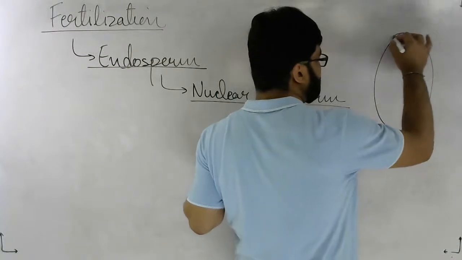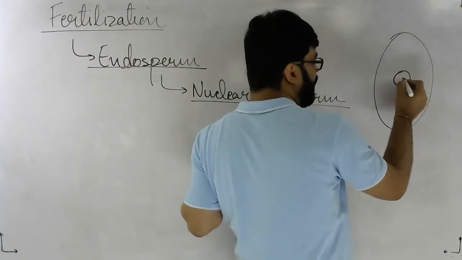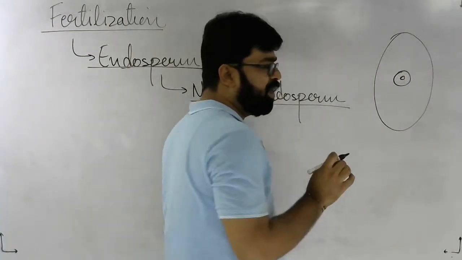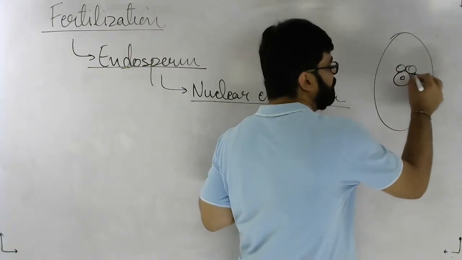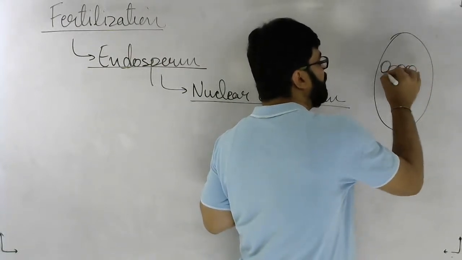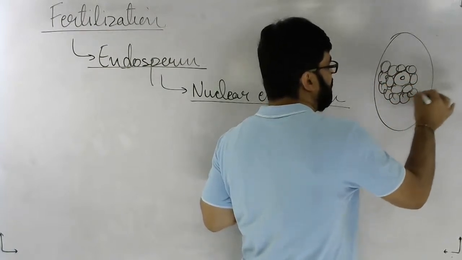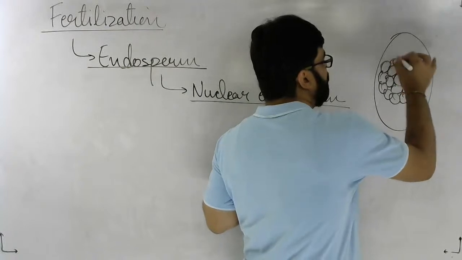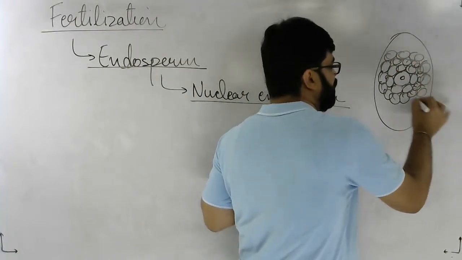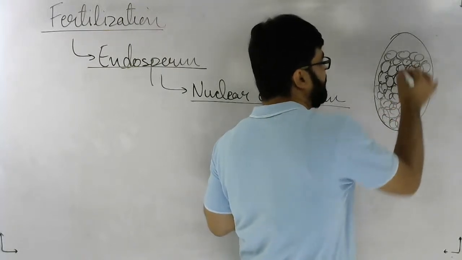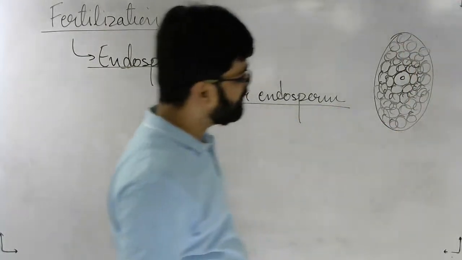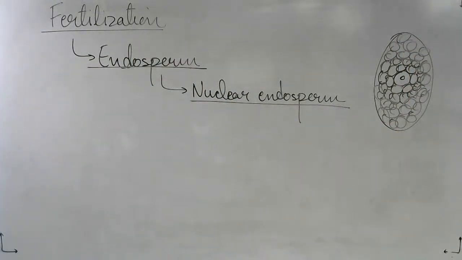This is the embryo sac. Here triploid nucleus is there of endosperm. It will continuously form more nuclei and pushes the newly formed nuclei towards the periphery like this. So complete space is filled with nuclei mainly. All right. Complete space is filled with nuclei. This type of endosperm form is known as nuclear endosperm.